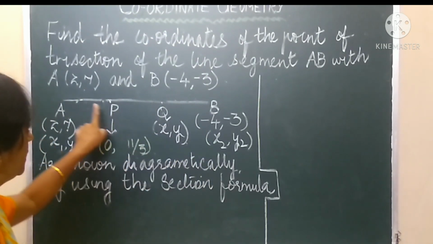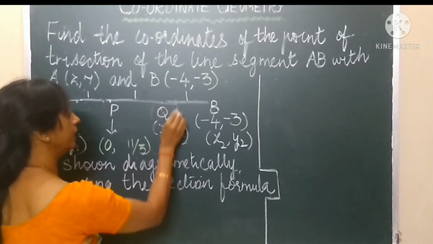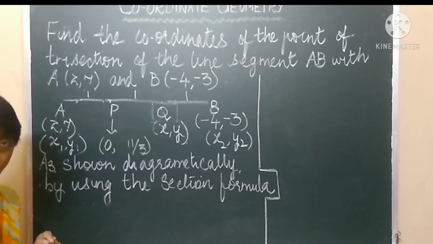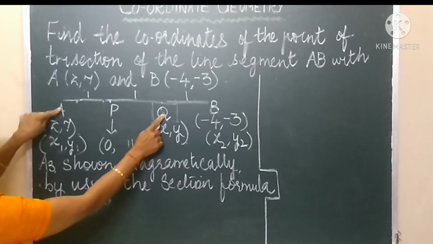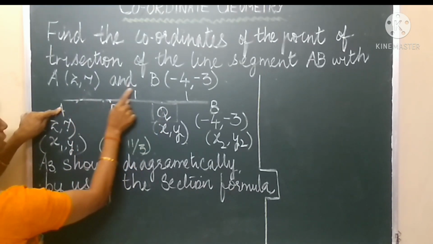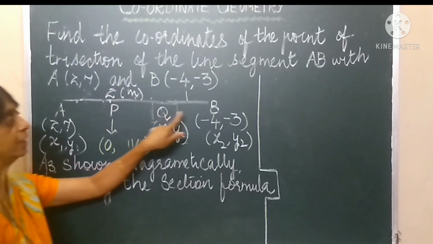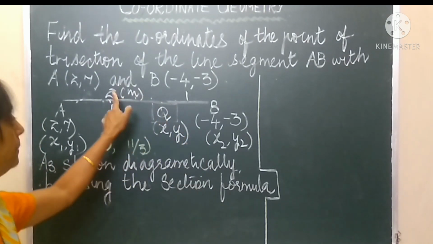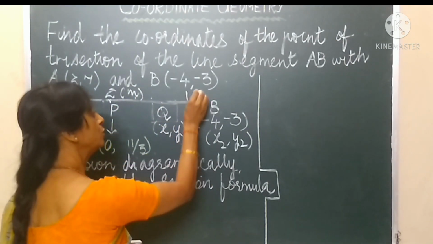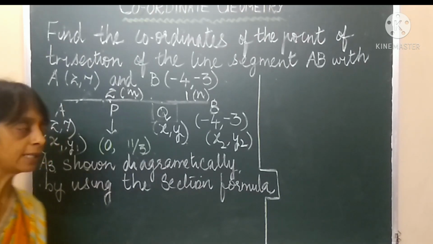AB has been trisected, 1 is to 1 is to 1. So if we have to calculate the value of Q, we have to know the ratio of AQ is to QB. So what will be AQ? 1 plus 1, that is 2. So M is 2 and QB is 1. So the value of AQ is to QB, that is M is to N, is 2 is to 1. So again, to calculate the x coordinate of point Q, we will use the section formula.